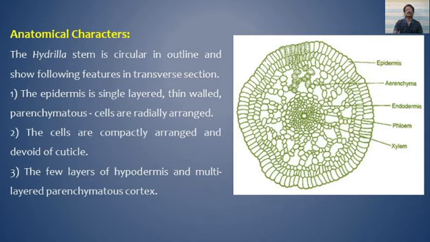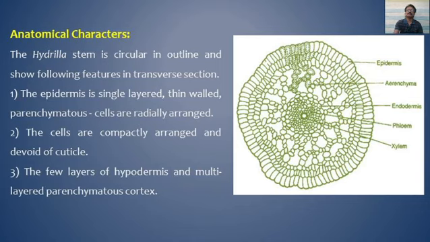Under the microscope you generally find that the stem in transverse section appears circular, and the outer layer is called the epidermis. It is single layered. It has radially arranged cells, the cells are compactly arranged, and it does not bear a cuticle.